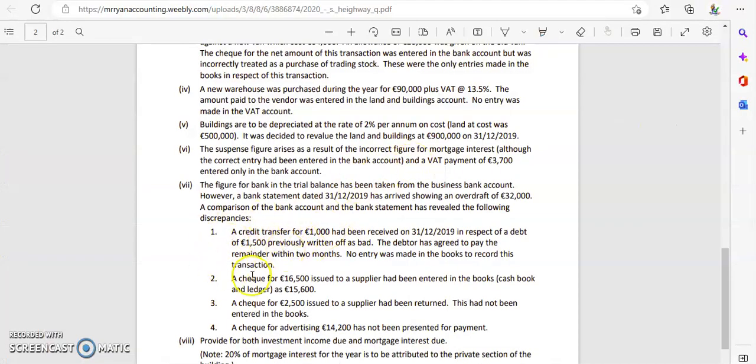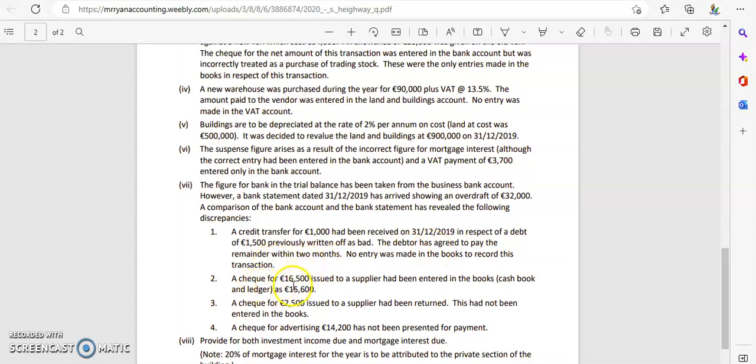So remember part one, it was a bad debt recovered. So we created a bad debt recovered of 1,500 that goes into your profit and loss account at operating income. We reduced our bank overdraft by 1,000 because we would have received that amount. And then we increased our debtors by the difference between the 1,500 and the 1,000, because that's the money they said they're going to pay within 2 months.